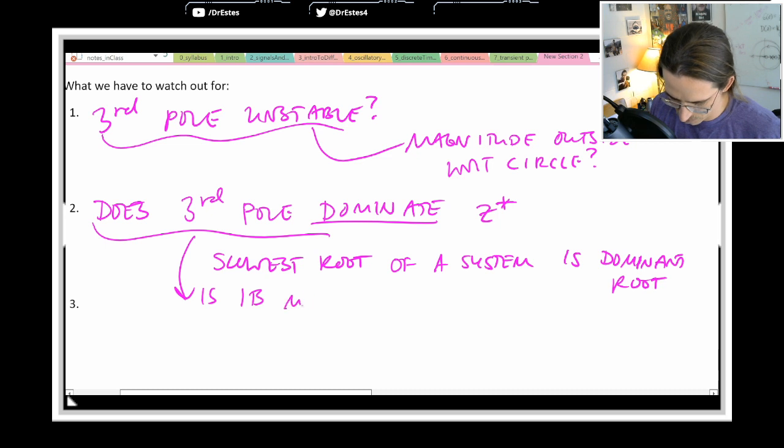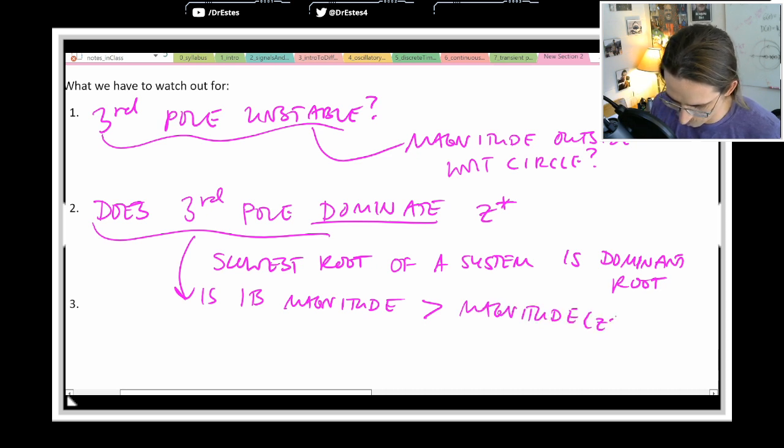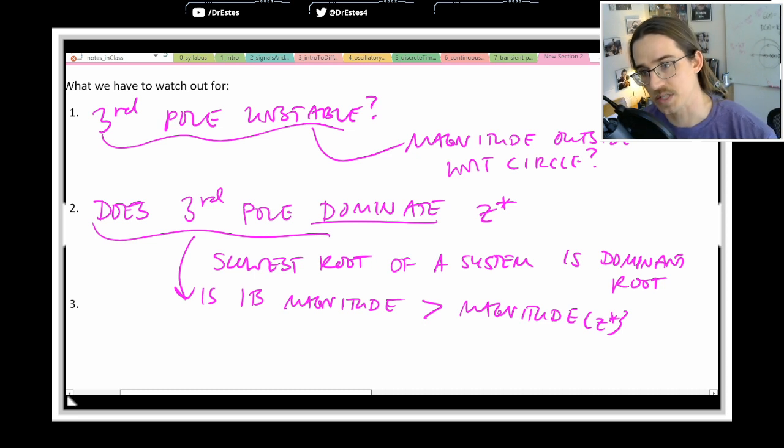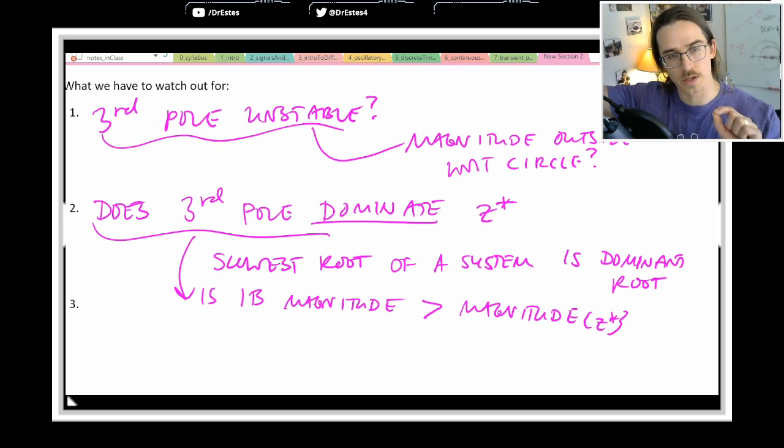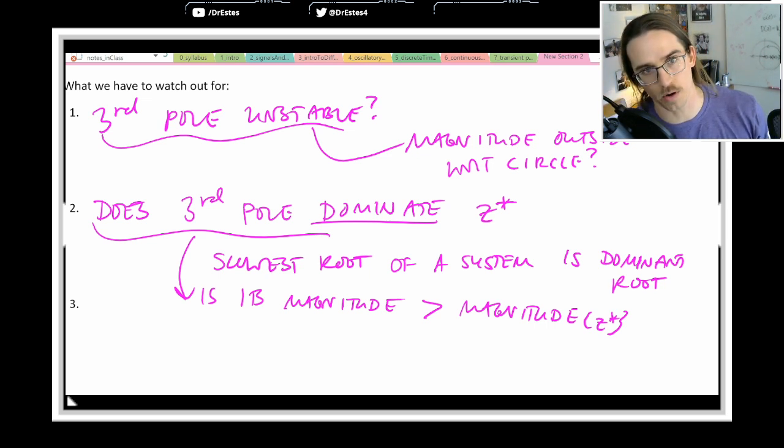What you have to check for is, is its magnitude greater than the magnitude of Z star? Because we know in discrete time systems, the speed of the root is directly related to its magnitude. The farther away you are from the origin, the slower you are. So if the third pole is farther away from the origin than Z star, it's going to be slower. It's going to dominate your system performance.